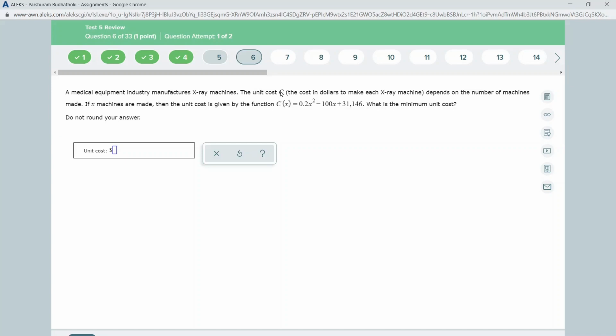The unit cost, C, the cost function in dollars to make each X-ray machine, depends on the number of machines made. If x machines are made, then the unit cost is given by the function C of x equals 0.2x squared minus 100x plus 31,146. What is the minimum unit cost? Whenever you have questions about a minimum or maximum, you are trying to find the vertex of that quadratic function. So this is a quadratic function, and you just need to find the vertex.